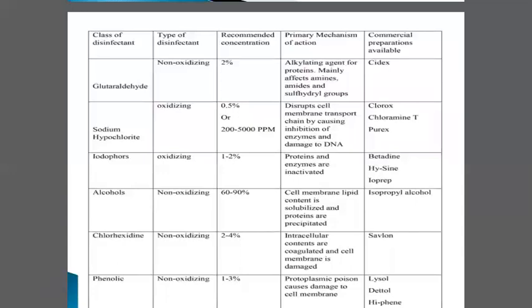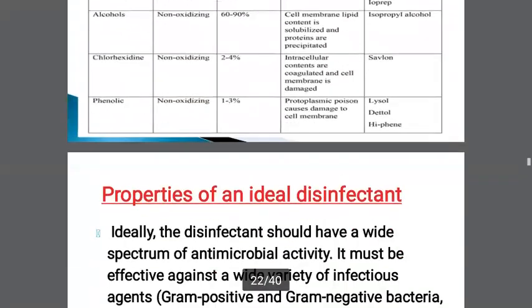Alcohols, concentration is 60 to 90%, and a commercial preparation is isopropyl alcohol. Chlorhexidine, concentration is 2 to 4%, and the commercial preparation is Savlon. Then phenolics, concentration is 1 to 3%, and the commercial preparations are Lysol, Dettol, and Hyphen.